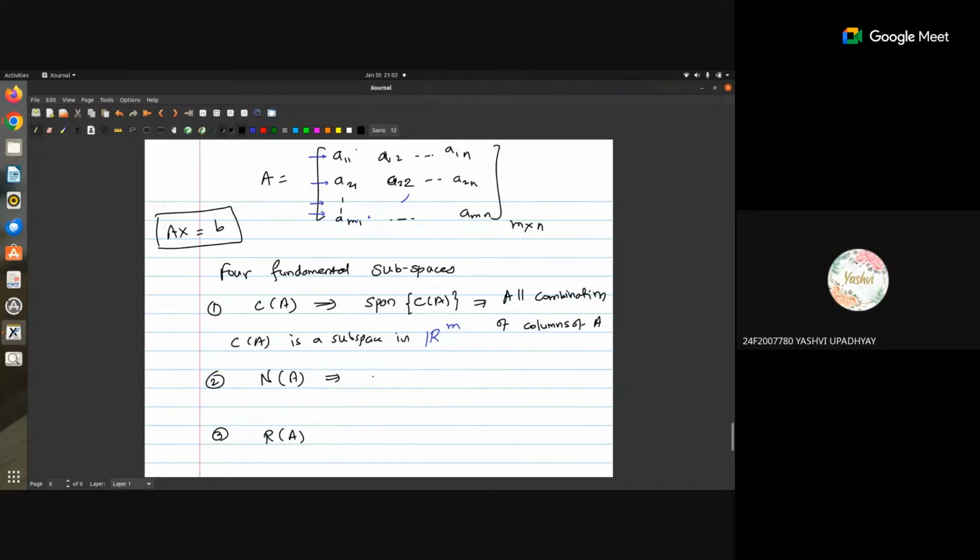Solutions for Ax equals 0. If I am able to represent any vector x such that if I operate this matrix A over this vector x, I get 0, then this x will represent what? The null space of A, right?